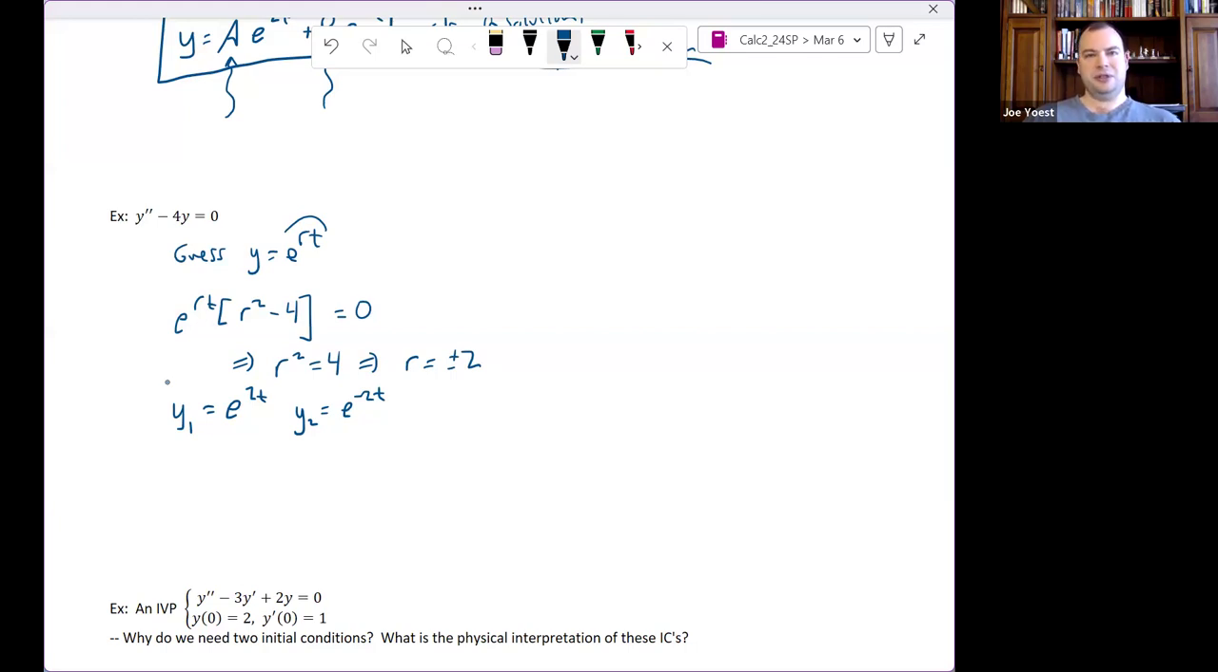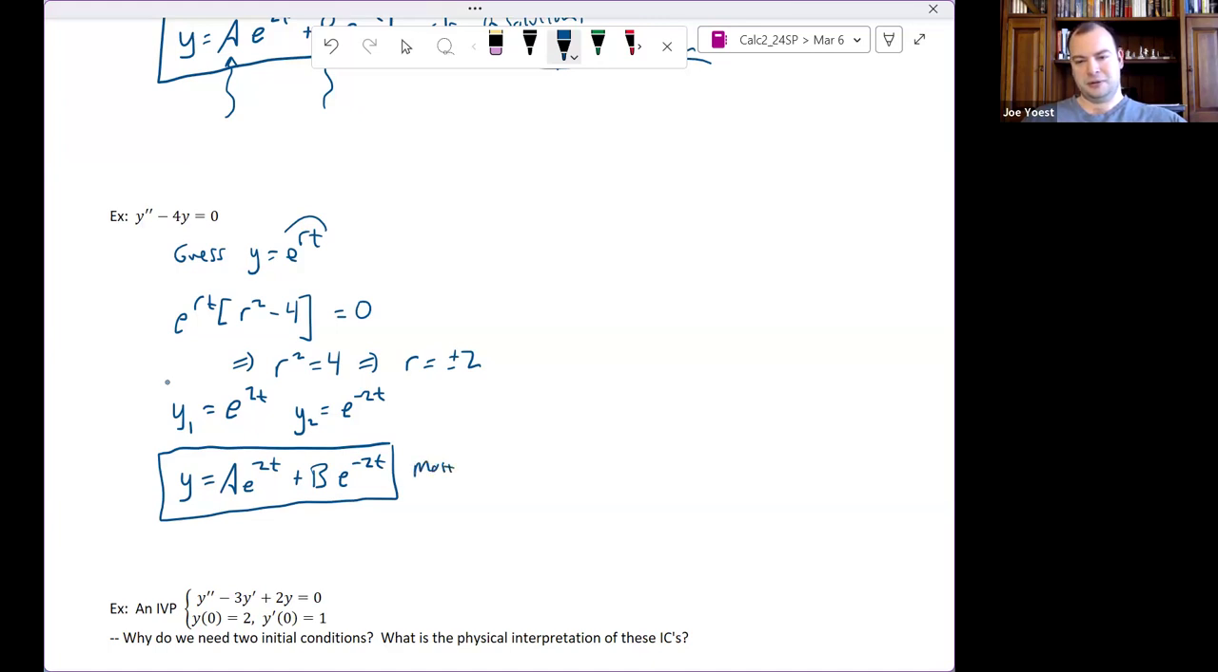And then again, because of the linearity of this differential equation, I can take a linear combination of these. Any function of this form will be a solution of the differential equation, and any solution of the differential equation will have this form. This is the most general solution of this differential equation.